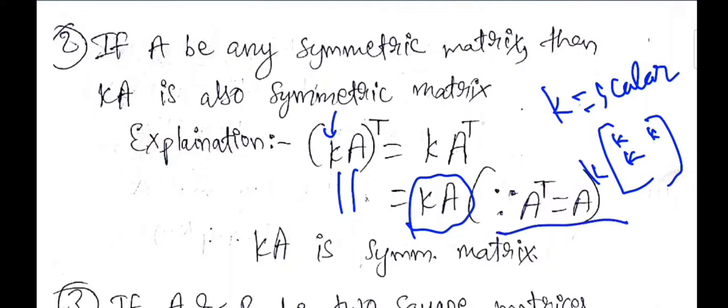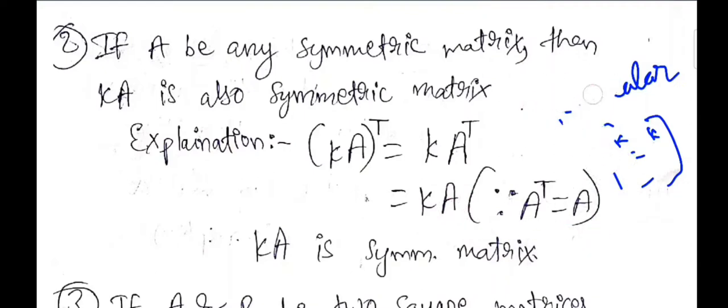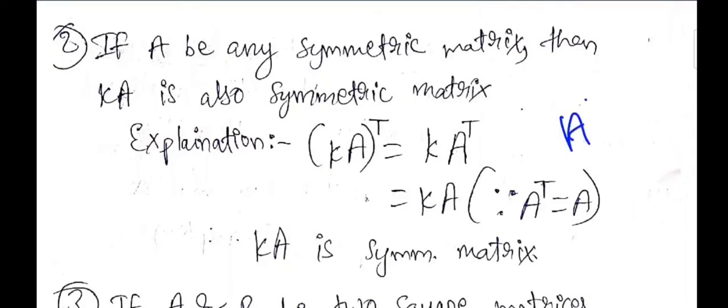So Ka is a symmetric matrix. Let A be any symmetric matrix, then Ka is also a symmetric matrix. I had already told you that the transpose of a symmetric matrix is equal to the same matrix. So if we take the transpose of Ka, it should come out to be equal to Ka only. A transpose equal to A implies that A is symmetric.